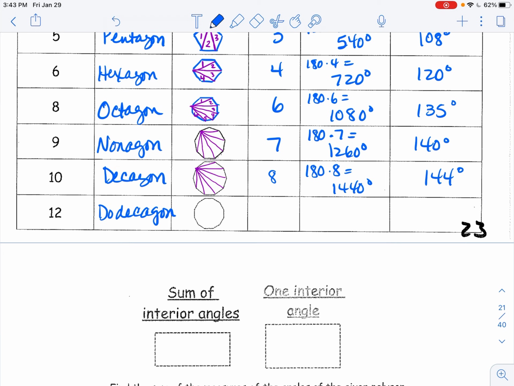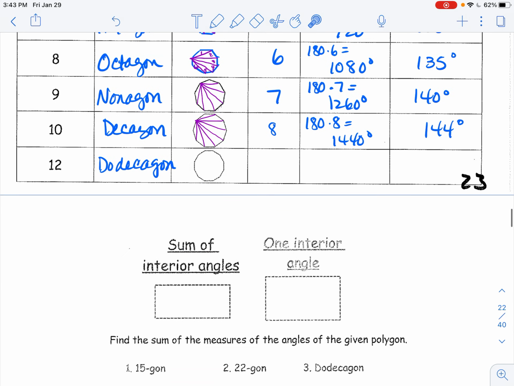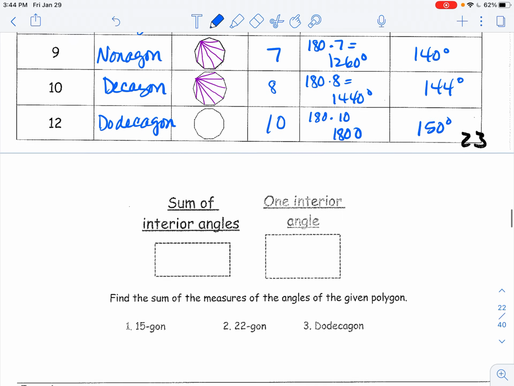and let's just see if we recognize a pattern in these. If we had 10 sides, we had 8 triangles. 9 is 7, 8 is 6. Do we recognize that there is a difference of 2 every time? I don't know if I can draw the 10 in there, so you're just gonna have to trust me on that. That's 10. And so this is 180 times 10, which is 1800. Divide that by 12, and we get each of those angles is 150.